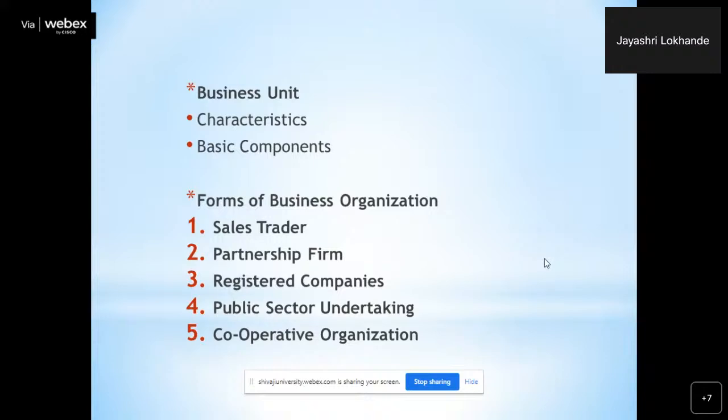Then here we cover some types of partnership firm. The first is partnership at will, second is particular partnership, and third is limited liability partnership. Then what is partnership at will?